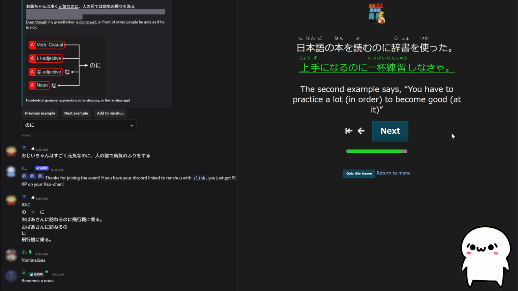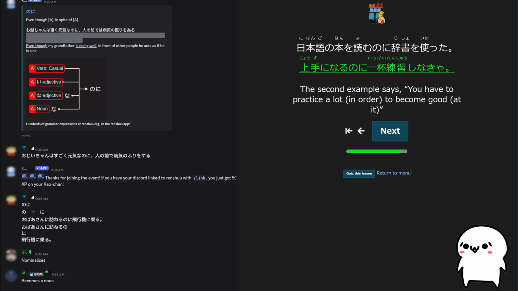And the second one, using one of my favorite abbreviations. There we go. I couldn't think of the word. 上手になるのにいっぱい練習しなきゃ. So in order to get good at something, we say renshu, which makes me think of a sport or a skill or an activity or a hobby maybe. 上手になるのにいっぱい練習しなきゃ.